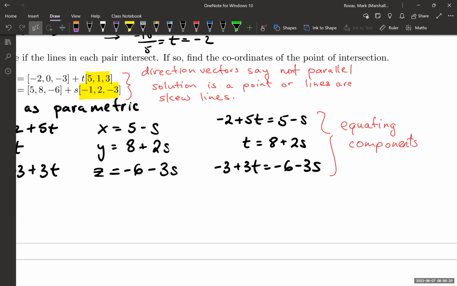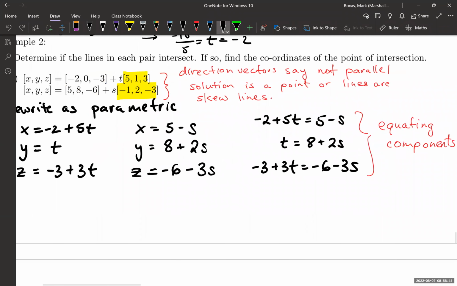Now you pick two and you solve them. Substitution. I could pick the first equation, and the second equation is nice already because it's already in terms of t equals something. So I could take that 8 plus 2s and substitute it for t in the first equation or the third equation, but I'll do the first equation.